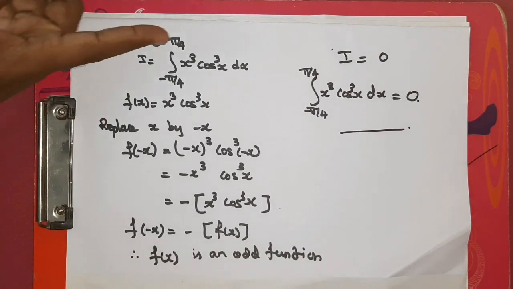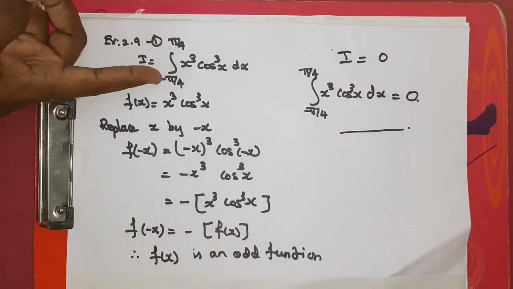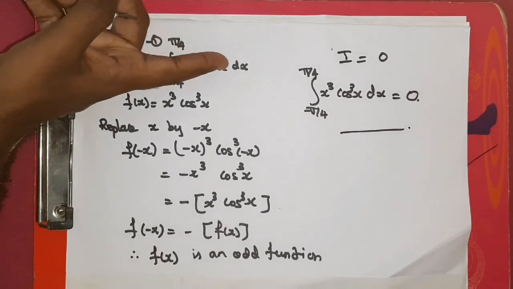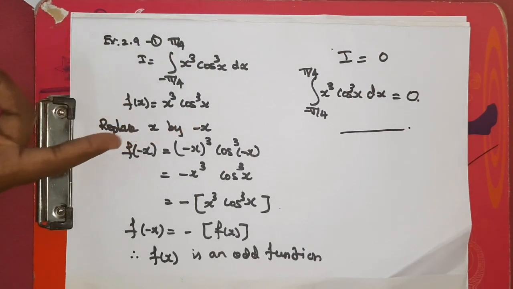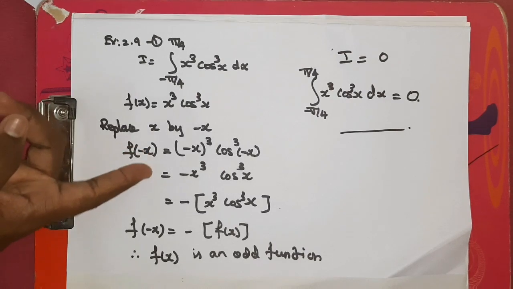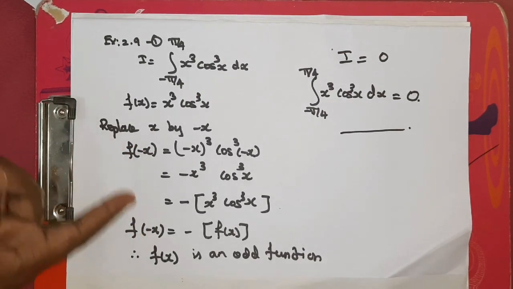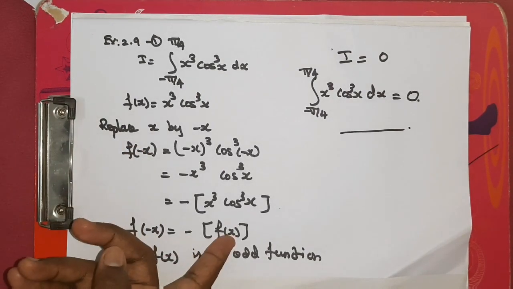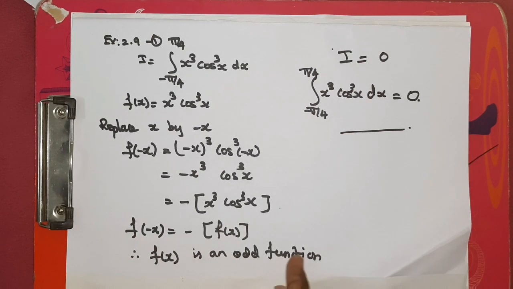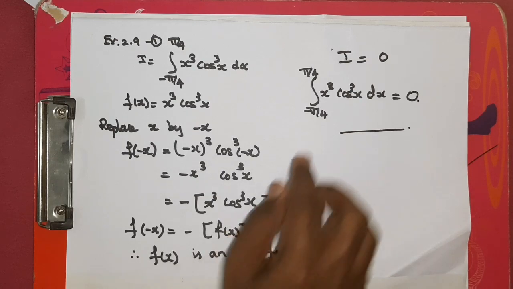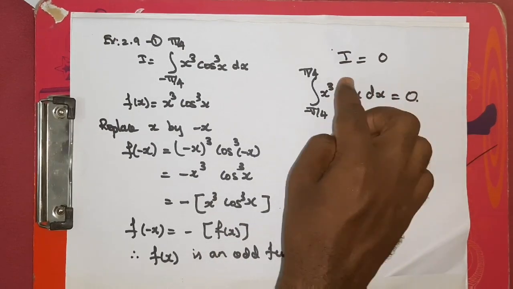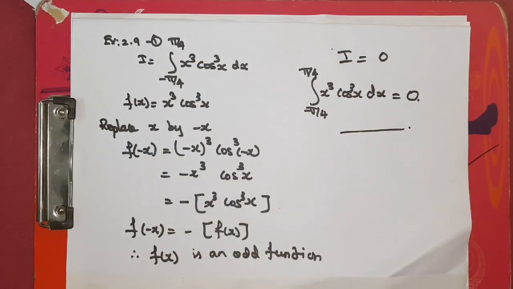So you can see it. First we notice the limits are like minus a to plus a. So we take the innermost function as f of x. Then we replace x by minus x. By the time we get the answer, f of minus x on this side is equal to the negative of the original function, which is the condition for an odd function. Therefore I say the given function is an odd function. For an odd function the integral value is 0. So the integral is equal to 0.